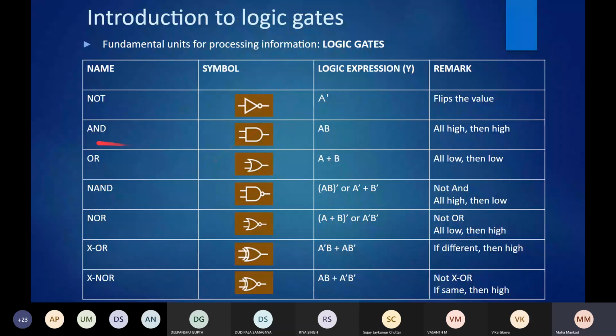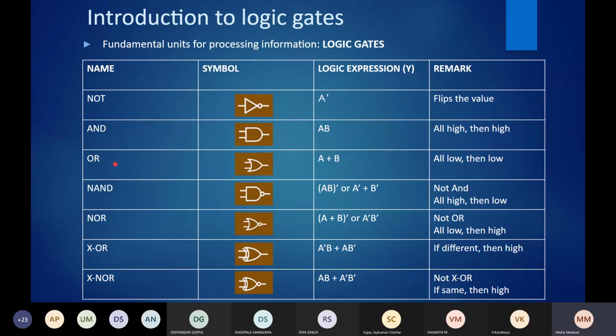Next is AND gate. Logic expression AB. This is the symbol. I give A and B as inputs and I'll get AB as output. Remark is all high, then high. What it means is that when both the inputs are high, that is both the inputs are 1, 1, only then the output would be 1. Otherwise the output would be 0.